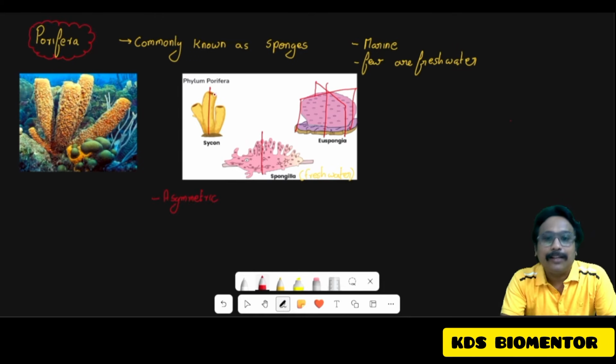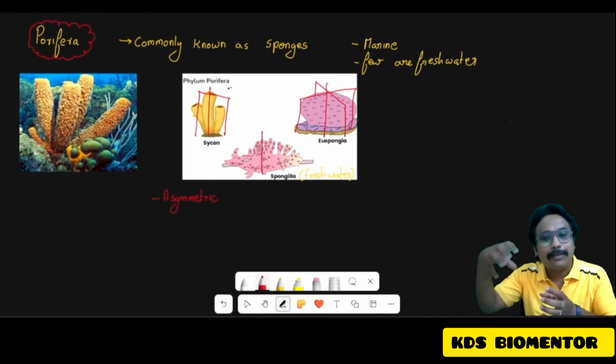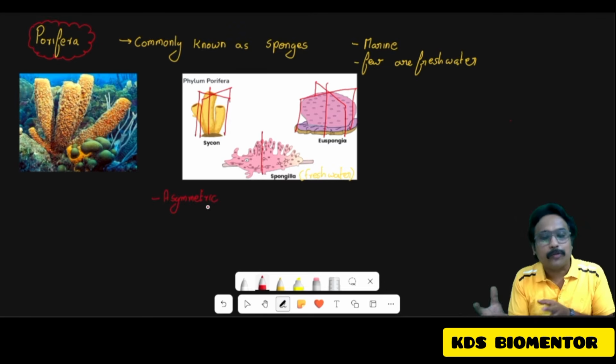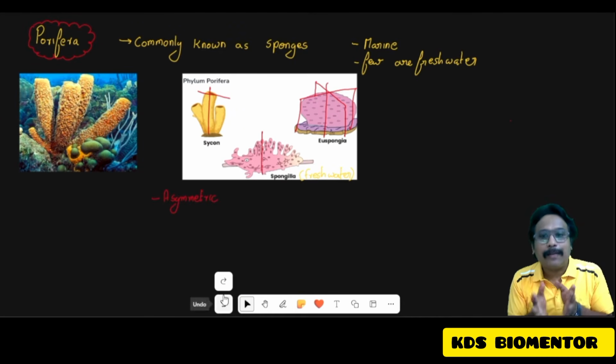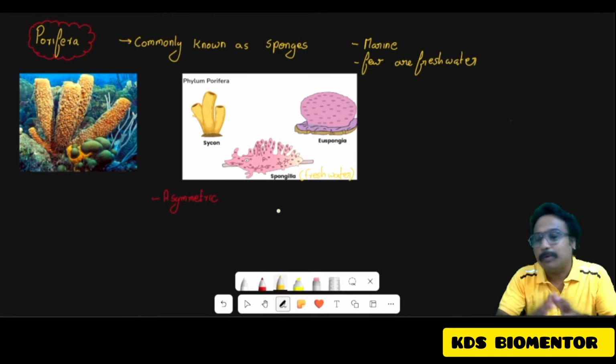Look at the diagram of Sycon. If I try to cut through the central axis in any radial plane, I may not be able to cut them into two equal halves. Euspongia also, Spongilla also. That is why I am telling it's an asymmetrical organism which has cellular level organization, and it's diploblastic. If you take the germ layers, there are two germ layers in the sponges. And body cavity, if you take, there is no body cavity, it's an acoelomate organism.